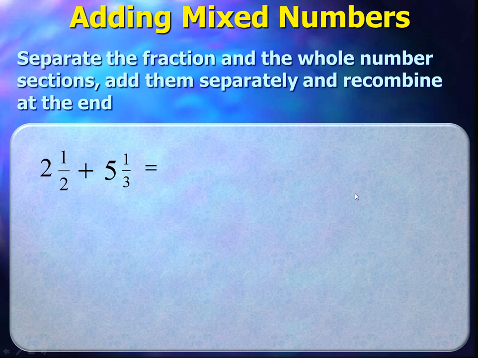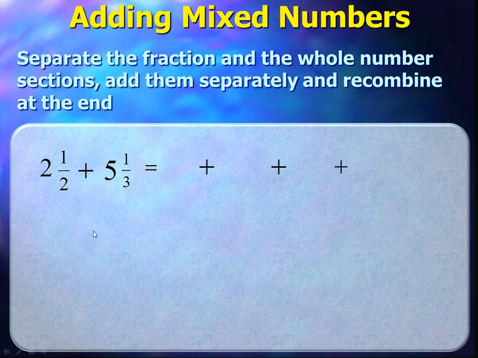So, adding mixed numbers. When we add mixed numbers, we first need to separate the fraction and the whole number sections. Add those sections separately and then recombine everything at the end. So here is the example that I'm going to show you. 2½ plus 5 1/3.